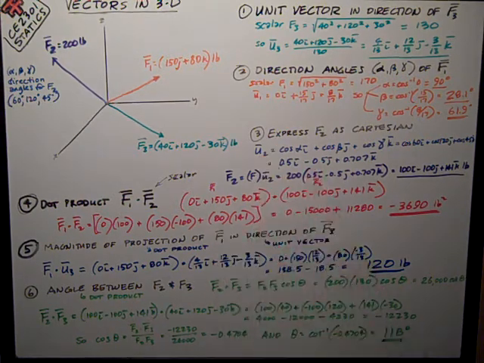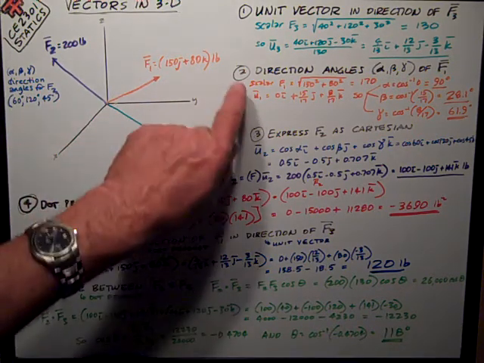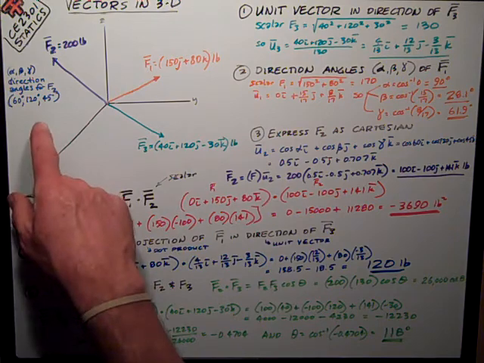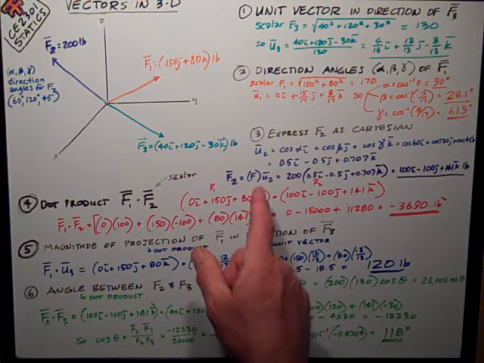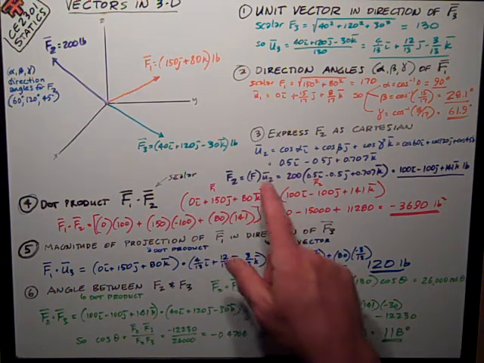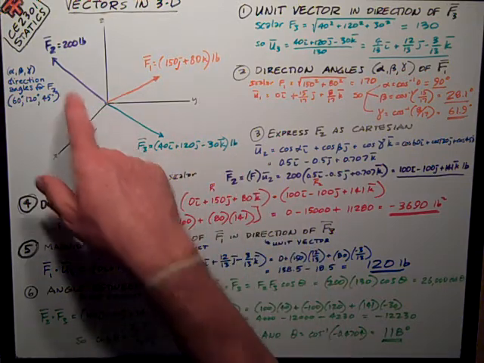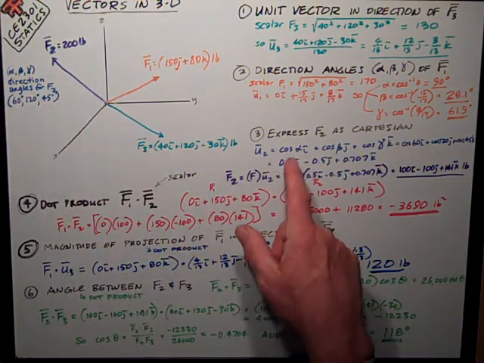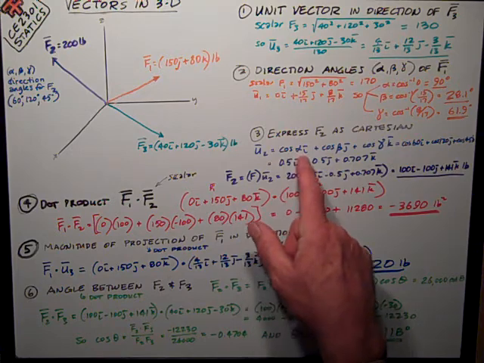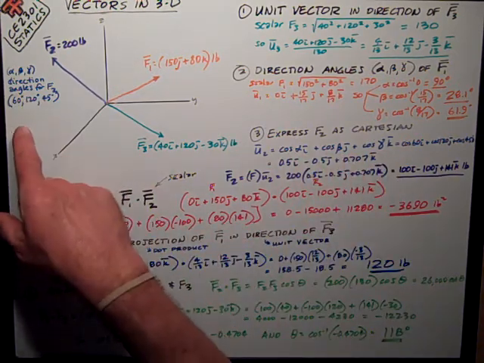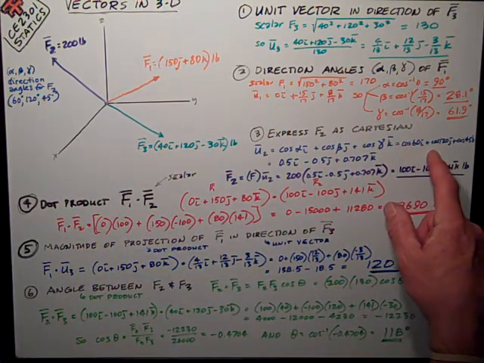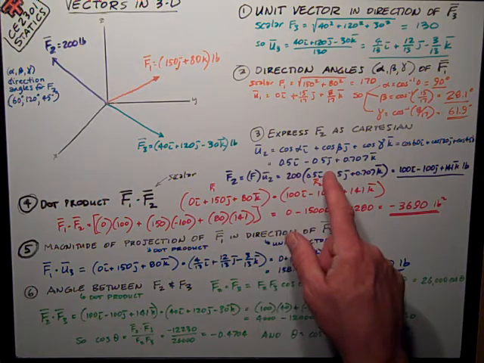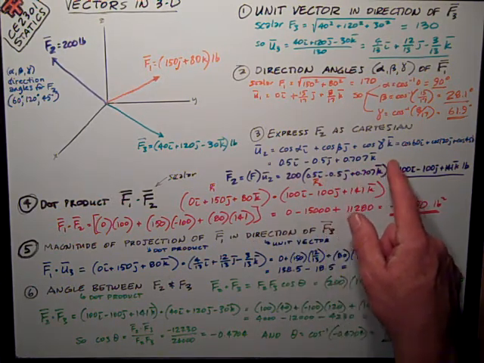Number 3, express F2 as a Cartesian. So it's kind of the backwards reverse of this problem. I'm given the direction angles, which is what I solved for here. Now I want to work backwards. So I say that the unit vector in the direction of F2 is the cosine of alpha, cosine of beta, cosine of gamma. Here's my alpha, beta, gamma. Plug those in here. Cosine of each one of those is 0.5I minus 0.5J plus 0.707K.